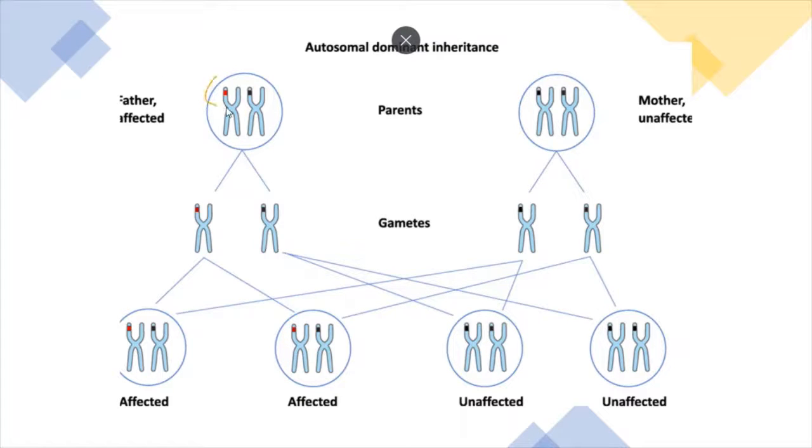If the father is affected, carrying a mutant gene, and the mother is unaffected, the gene will go into the gametes and on into the next generation. So 2 of his children will be affected and 2 will be unaffected. There is a 50% chance of the children being affected in autosomal dominant inheritance.